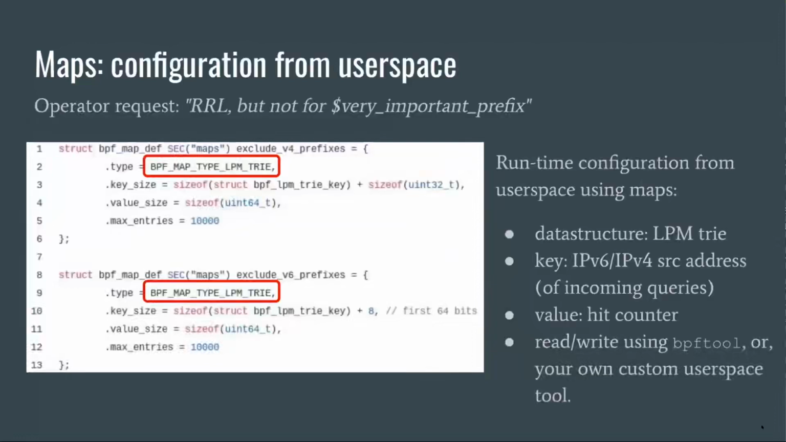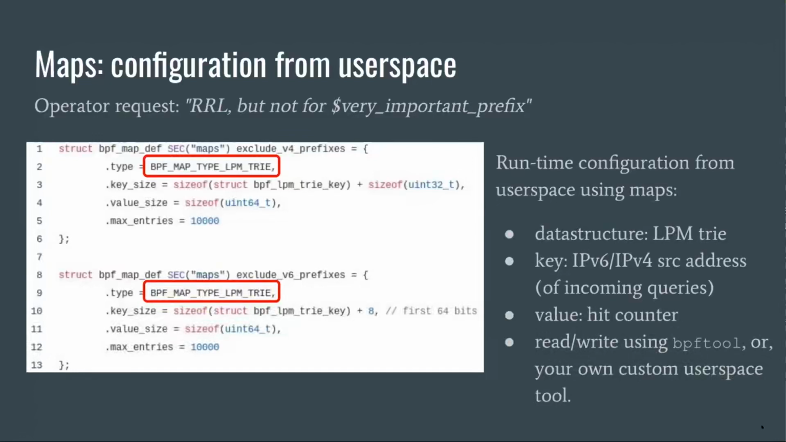The other use of maps: the configuration from user space. In this case, we want to exclude certain prefixes from the rate limiting program, and we do that using a different data structure that's available, a different type of BPF map that's available to us. That's the longest prefix match tree. That's already there, ready for you to use. So we make two of these maps again, one for v4 and v6, so we can exclude the ranges from our customers, for example, that we do not want to rate limit.